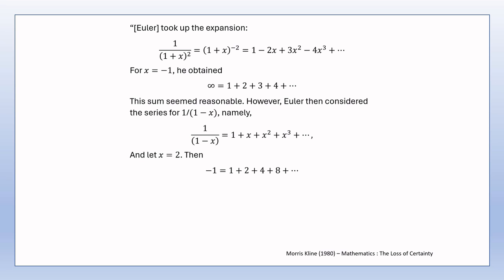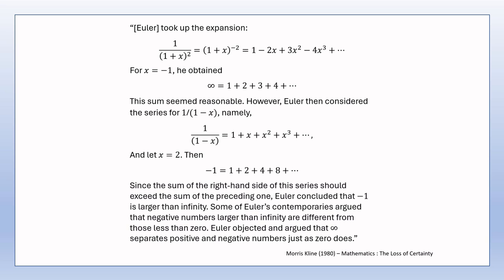However, Euler then considered the series for 1 over 1 minus x, namely 1 over 1 minus x equals 1 plus x plus x squared plus x cubed plus and so on. And let x equals 2. Then minus 1 equals 1 plus 2 plus 4 plus 8 plus and so on. Since the sum of the right-hand side of this series should exceed the sum of the preceding one, Euler concluded that minus 1 is larger than infinity. Some of Euler's contemporaries argued that negative numbers larger than infinity are different from those less than 0. Euler objected and argued that infinity separates positive and negative numbers just as 0 does.